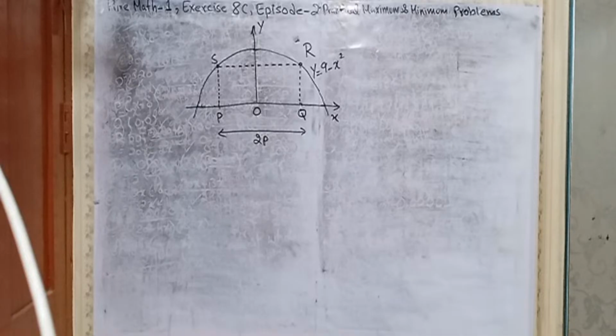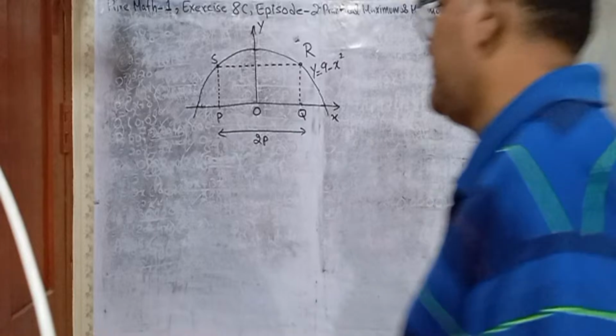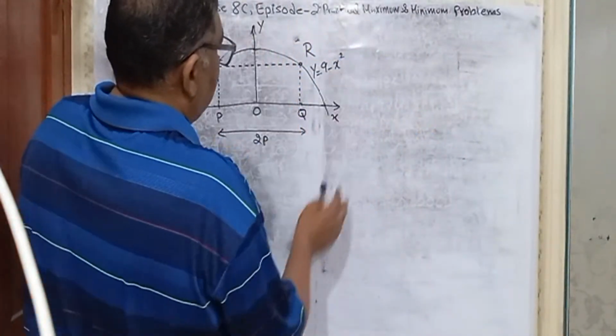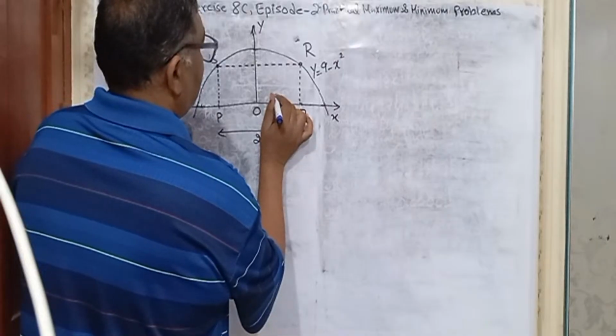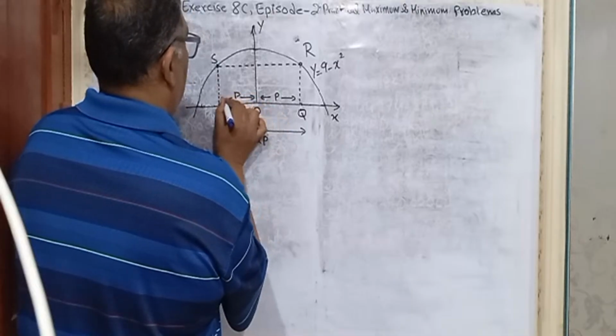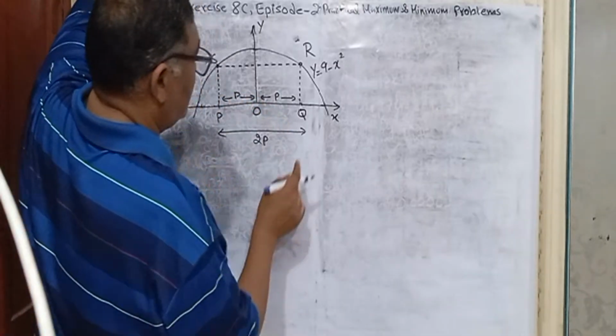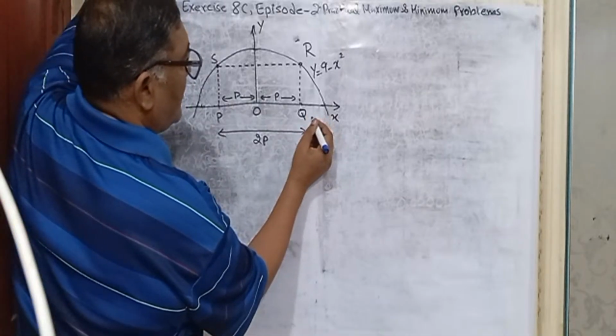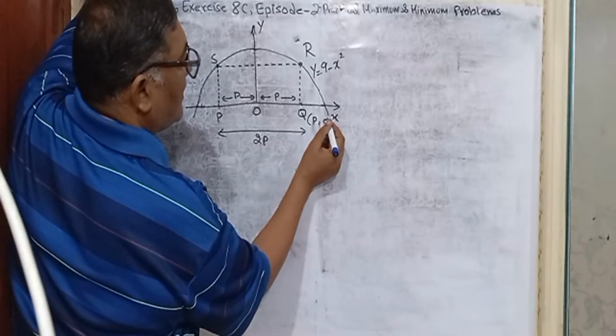Express the QR in terms of p. So the first question is to express QR in terms of p. Because of symmetry, this side is p, this is p, this is also p. So the x coordinate of Q is p and the y coordinate of Q is 0.